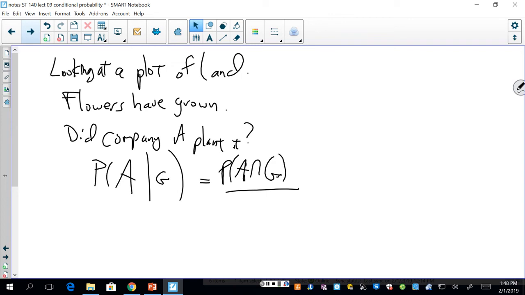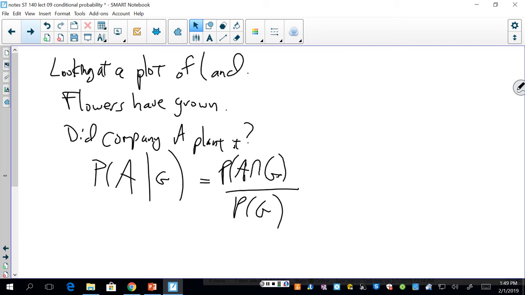Both of these things. Which one goes on the denominator? P of G. P of G, right? So G is the denominator. G is what we know. So you think about it out of that. That's like the base of a fraction.